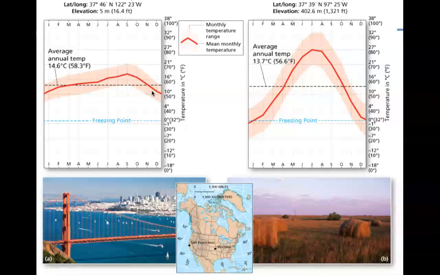So if you travel to San Francisco or San Diego, the temperature is always more or less even, regardless of season. They don't have hot summers and cold winters. But in the Midwest, that's just not true.